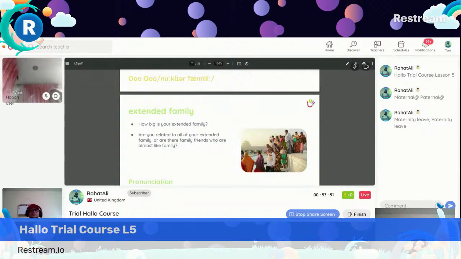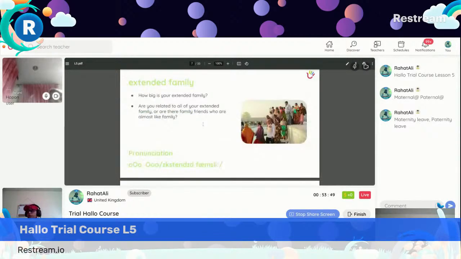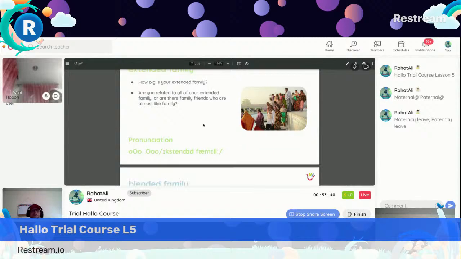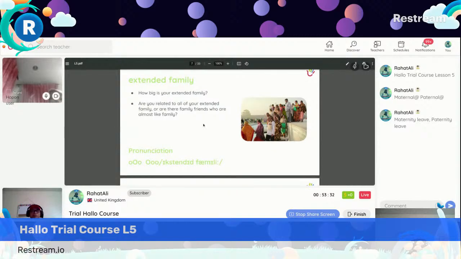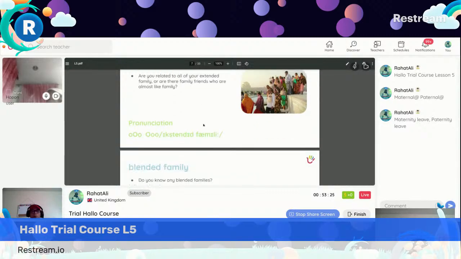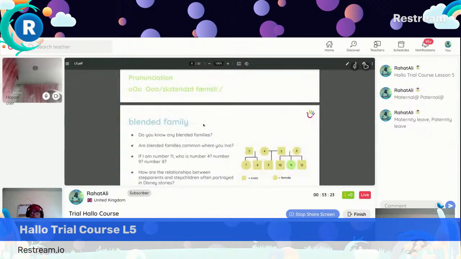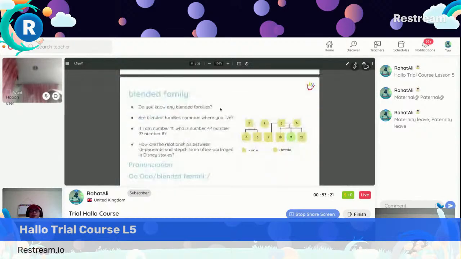Oh. Okay. So this pronunciation is extended family. Extended family. Look, this E seems like I when you're pronouncing it accurately. Extended family. Yeah, there is a diphthong in family. You see N E A. Family. A blended family. That's great. You know blended family already.